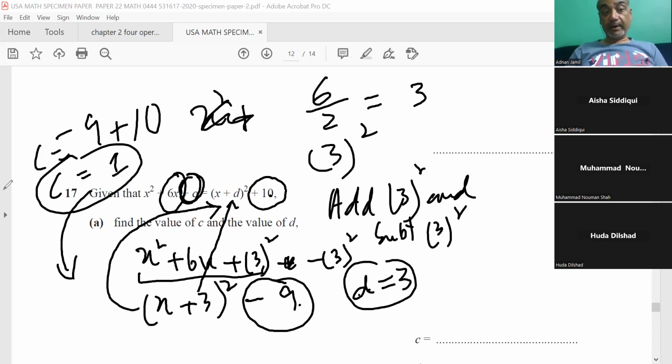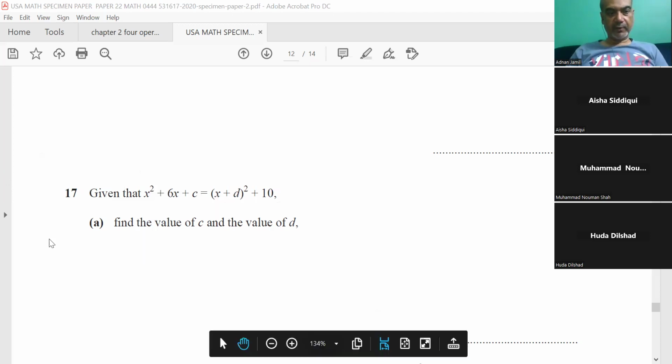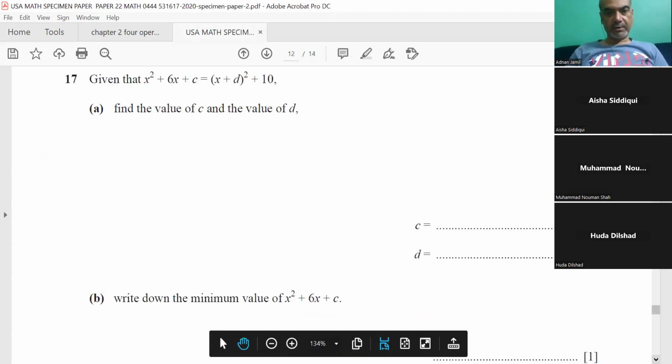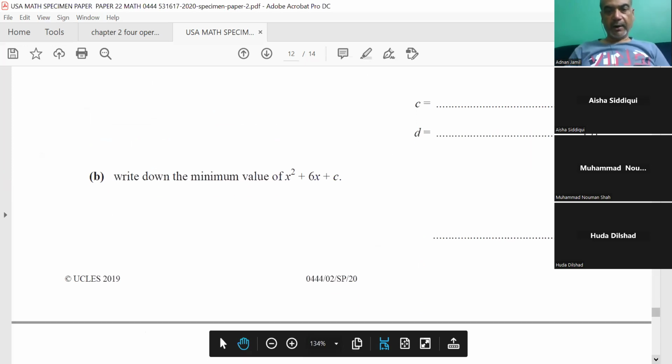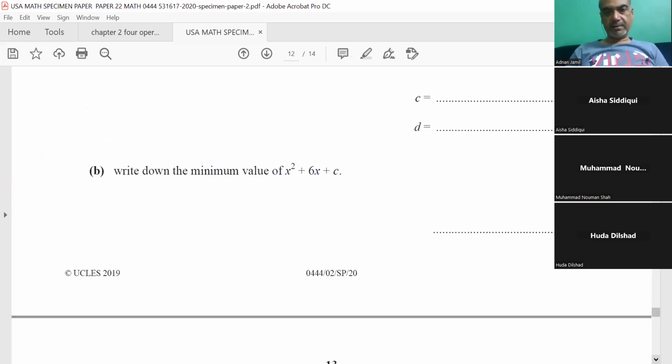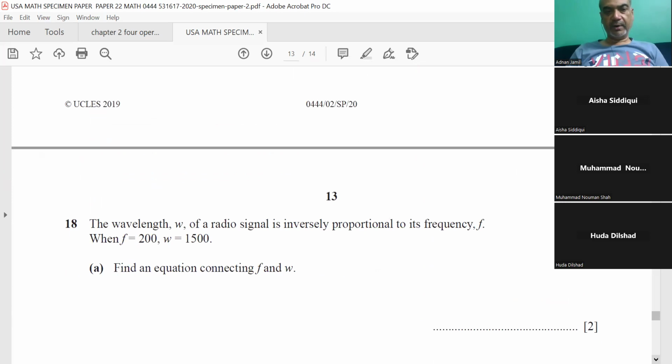Completed square form. You will find many questions in your copy with the heading of completed square form. Okay. So I told you what is there, what is not there in the course also. Minimum value will not come. This is because this has nothing to do with the course.